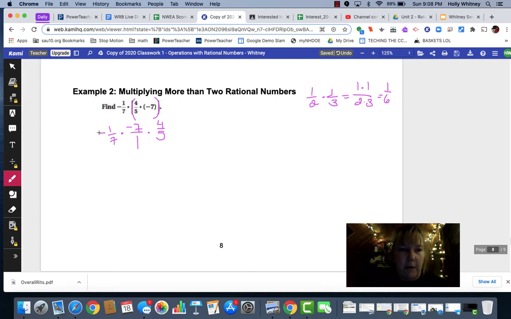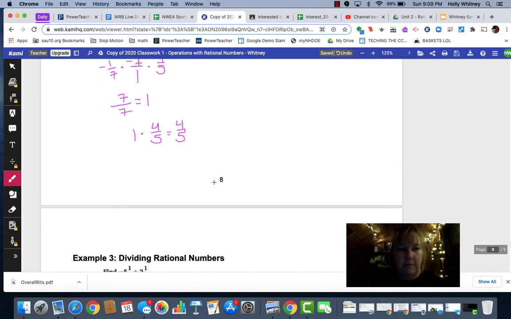Now if I multiply a negative times a negative, I end up with a positive. 7 times 1 is 7, and 7 times 1 is also 7. So that ends up being 1. Now I have 1 times 4/5, which just equals 4/5. And it's positive because it's a positive 1 times a positive 4/5. So that's how you multiply fractions.